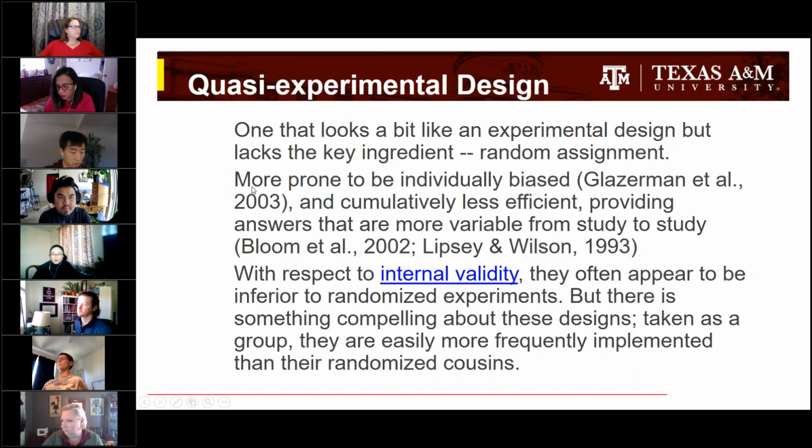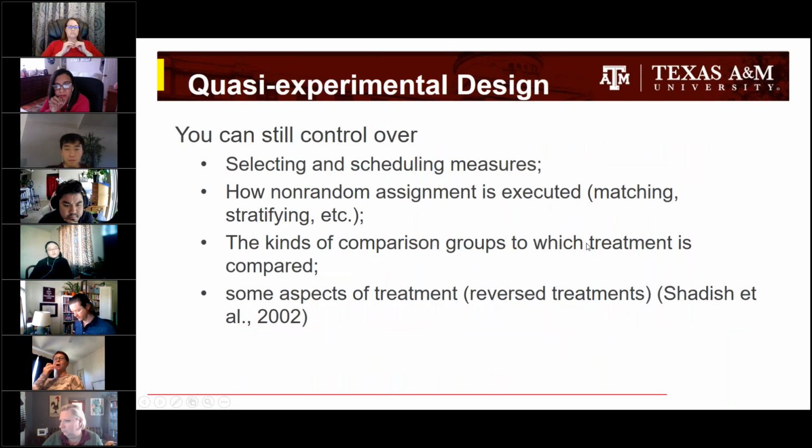So next, we come to the quasi-experimental design. A quasi-experimental design is very similar to the RCT design, except it does not have random assignment, so it may jeopardize the internal validity. We still have some methods to control for this. For example, we can select and schedule measures, we can conduct matching, and we can also decide the kinds of comparison groups to which the treatments are compared, and some aspects of treatment, like reversed treatment. So we can control all of this when we conduct a quasi-experimental design.